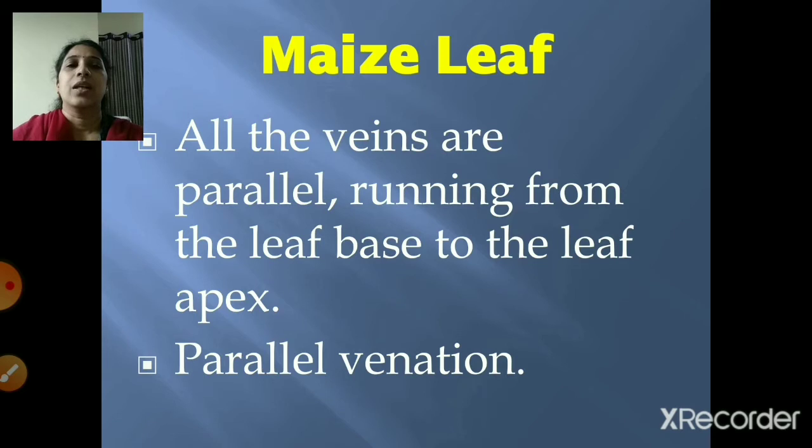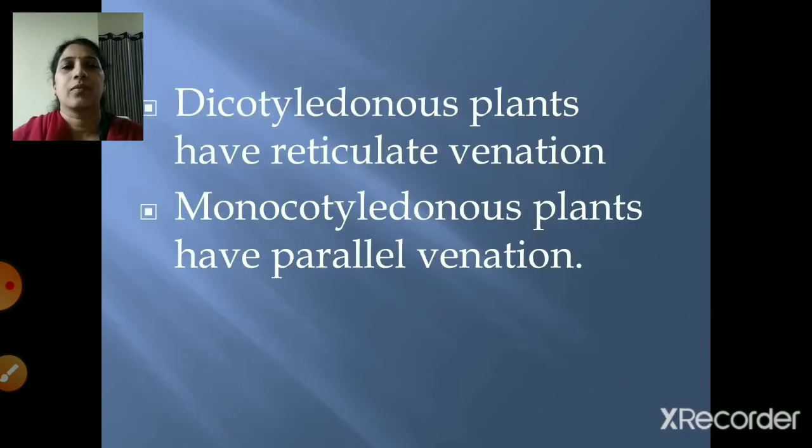Maize leaf. In maize leaf, all the veins are parallel, running from the leaf base to the leaf apex. That is right from the bottom to the top. All the veins are running parallel. So that's the reason they have parallel venation. Then dicotyledonous plants have reticulate venation, and the monocotyledonous plants have parallel venation.